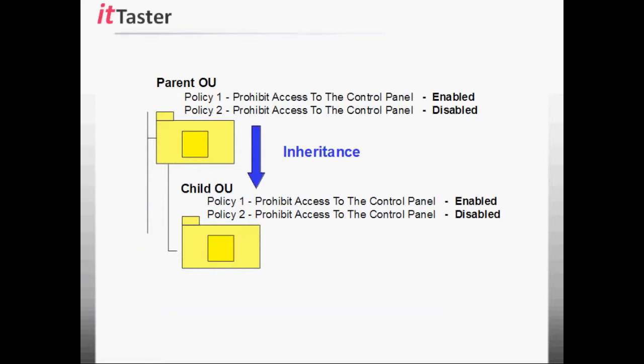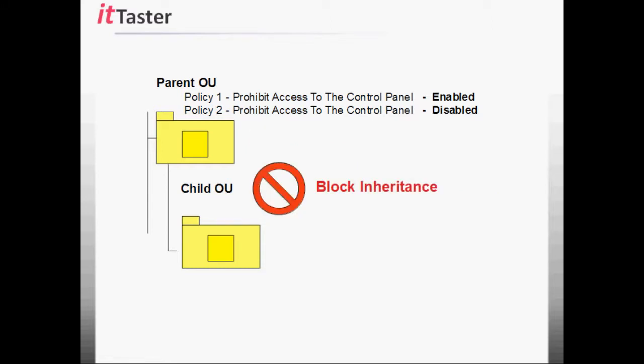The next thing I want to move on to is inheritance. Inheritance is pretty straightforward. By default, child organizational units inherit the GPOs that are linked to the parent organizational unit. However, we do have the option to block inheritance.